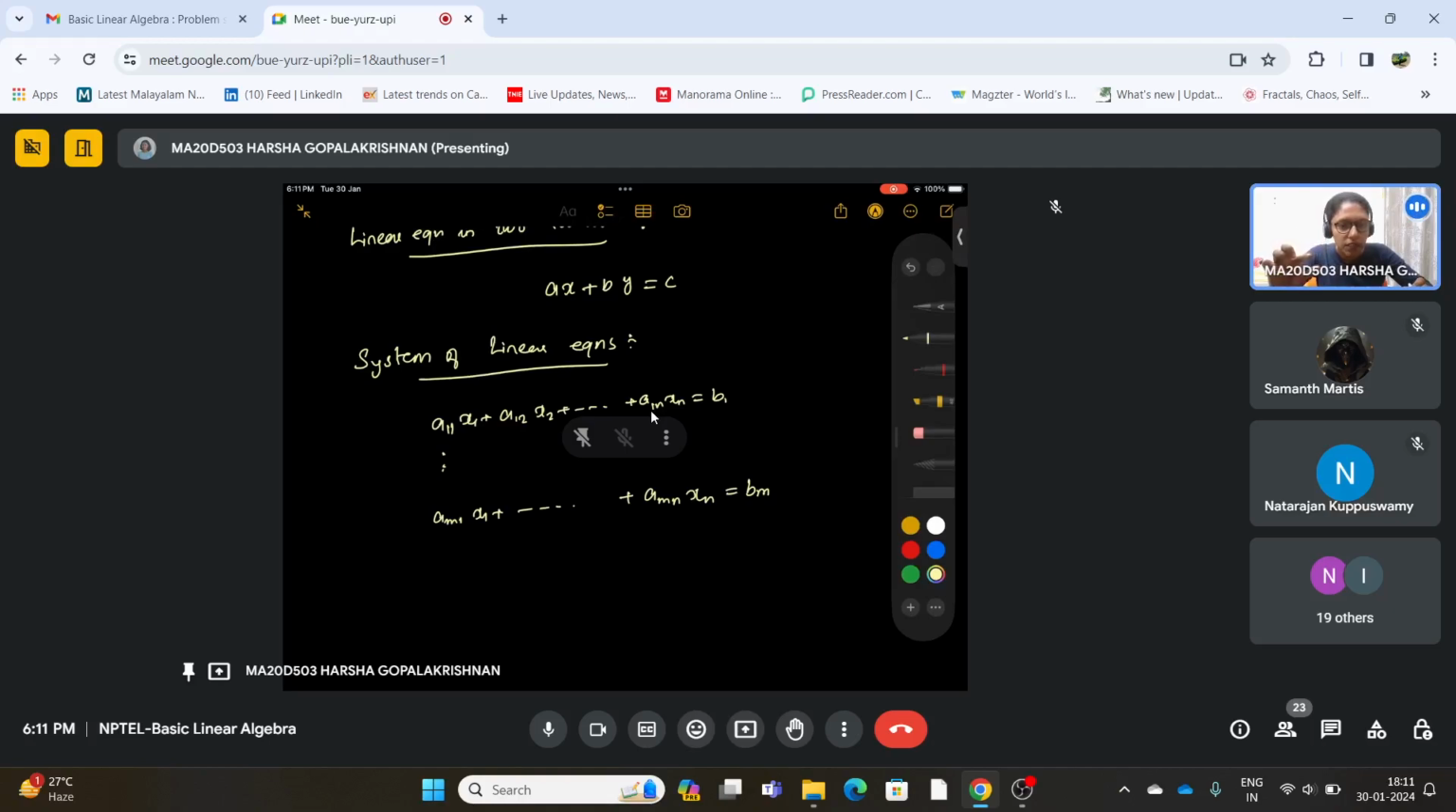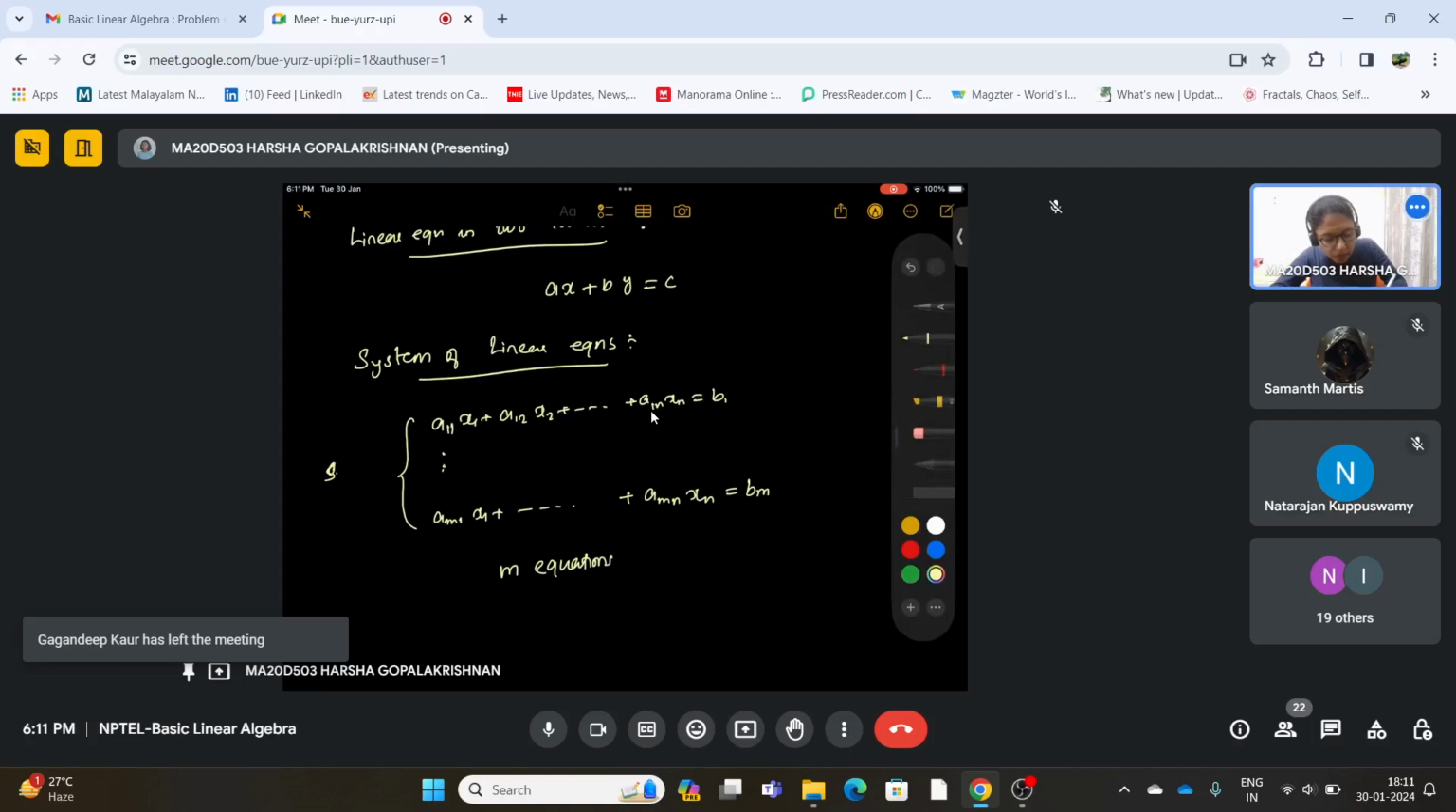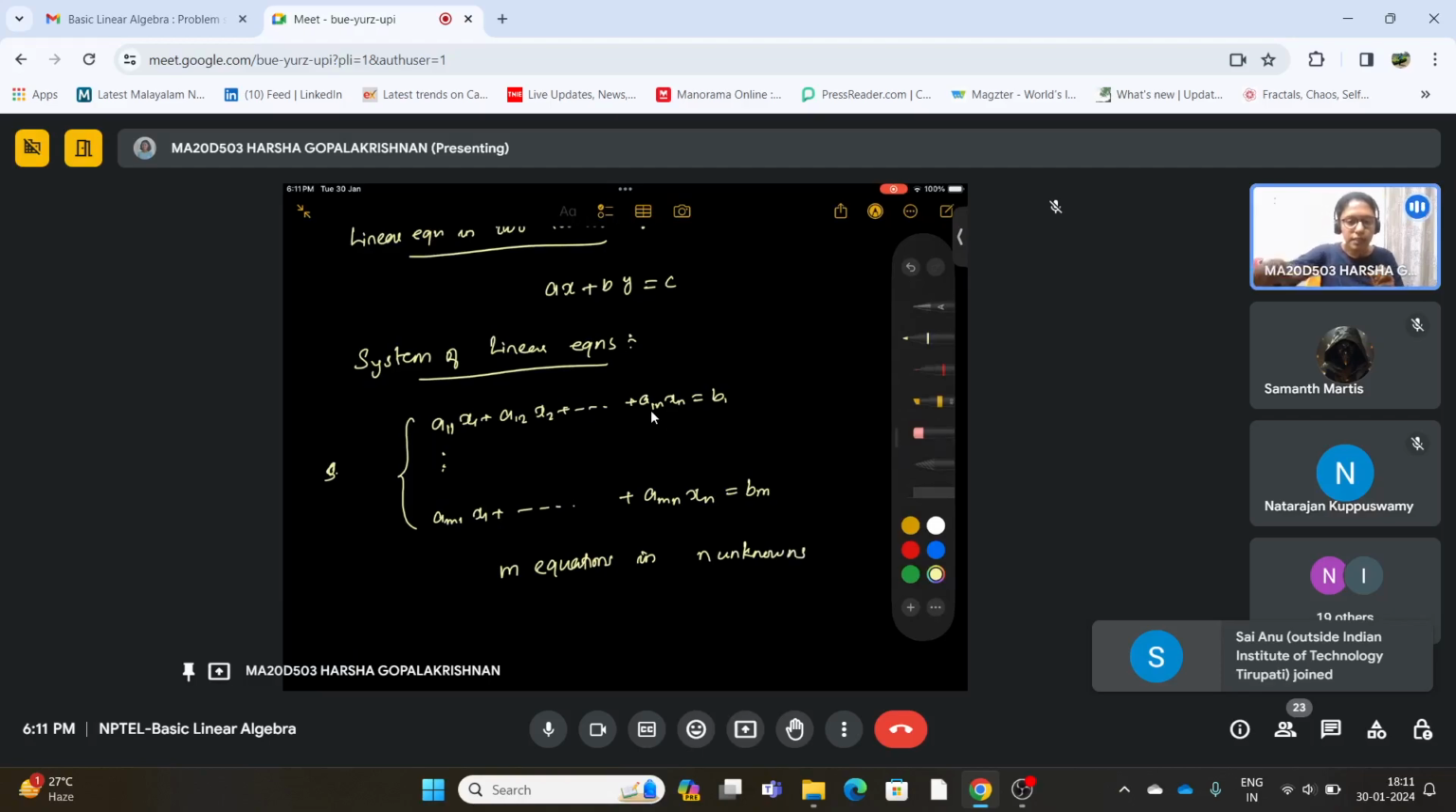This is one equation. Similarly, we have a21 x1 plus etc. plus a2n xn equal to b2, etc., am1 x1 plus etc. plus amn xn equal to bm. So this is a system of linear equations. What we can say is this is m equations in n unknowns. You can see there are m equations and the unknowns are x1, x2, etc., xn. Unknown means the variable.